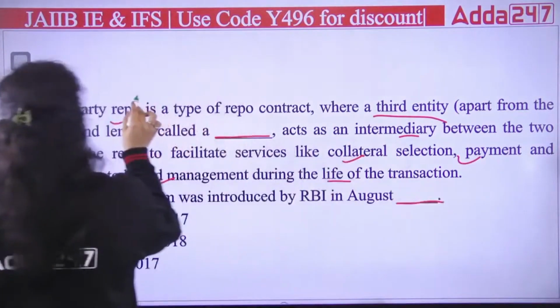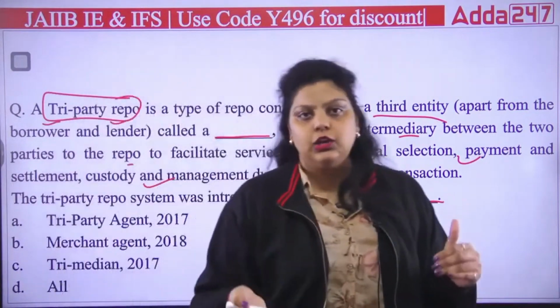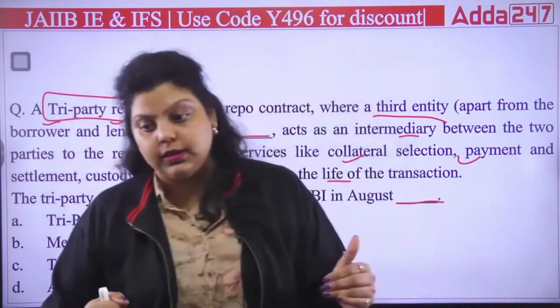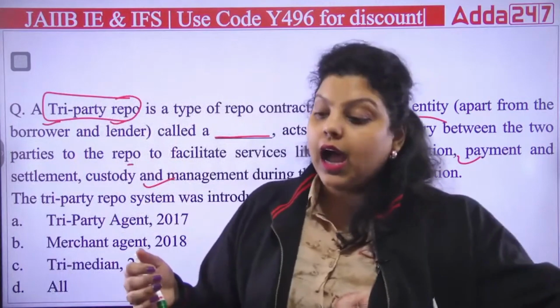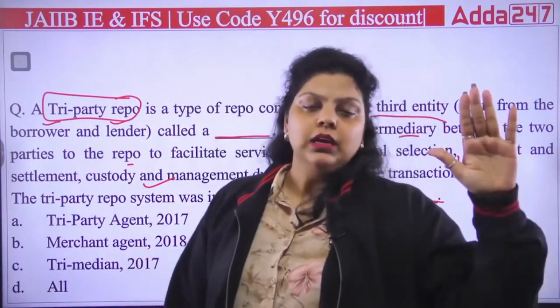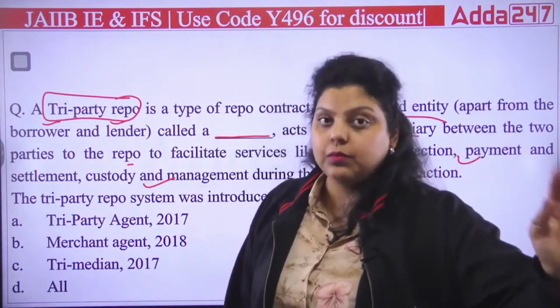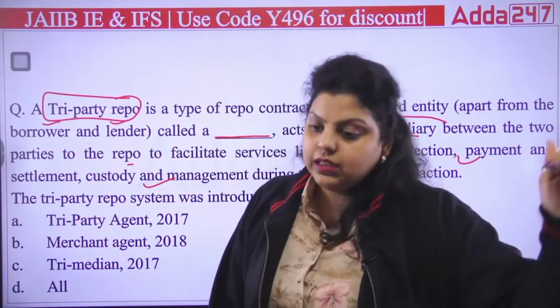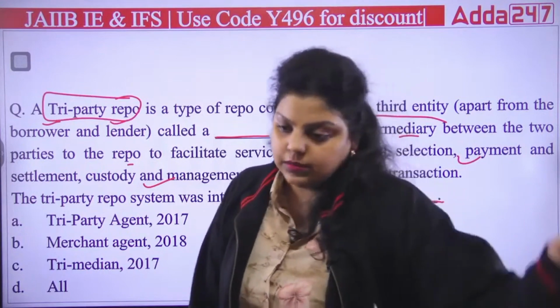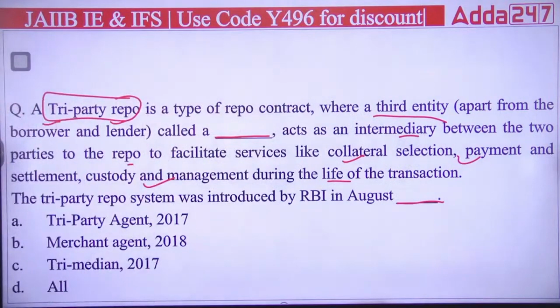So a tri-party repo transaction is simply a transaction where apart from borrower and lender, there will be one more party. That's the intermediary. And the party who can become the third party in tri-party repo transactions will be decided by RBI and government. Then the party will be allowed to act as a mediator or intermediary. Now you have to answer here which of the following is correct.